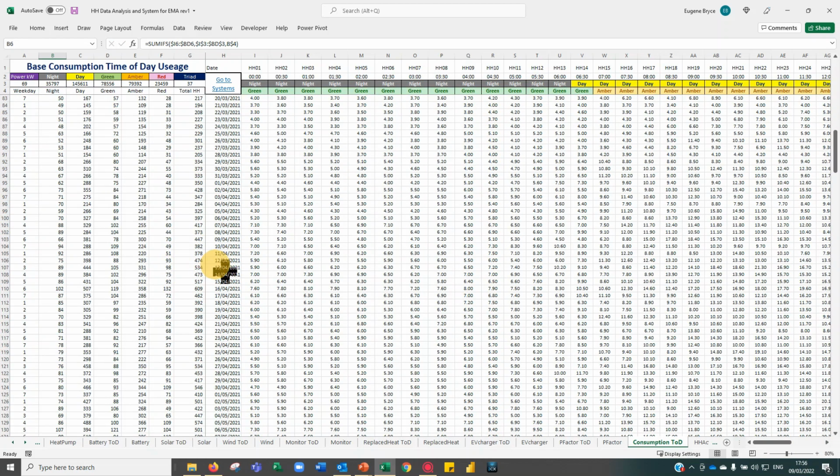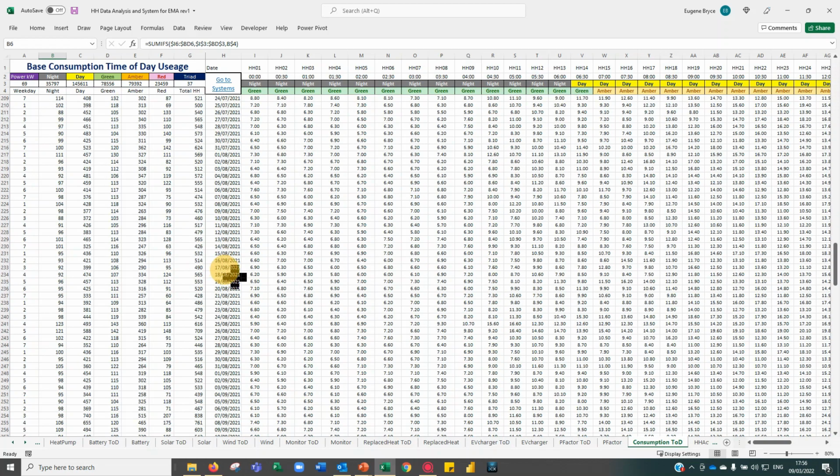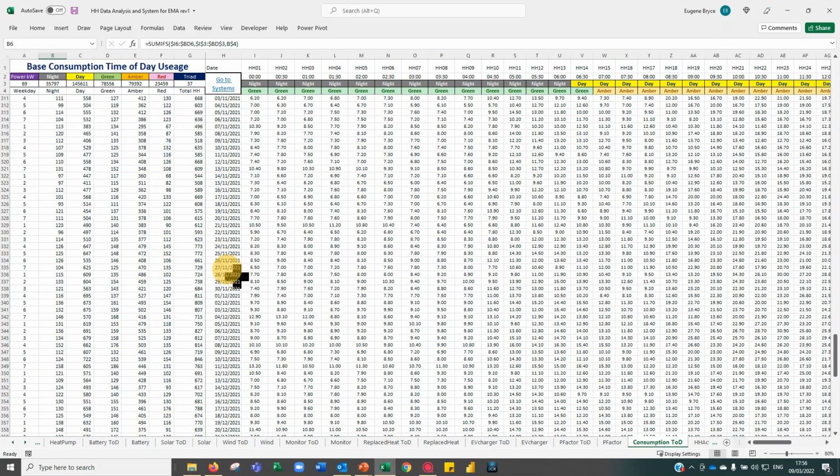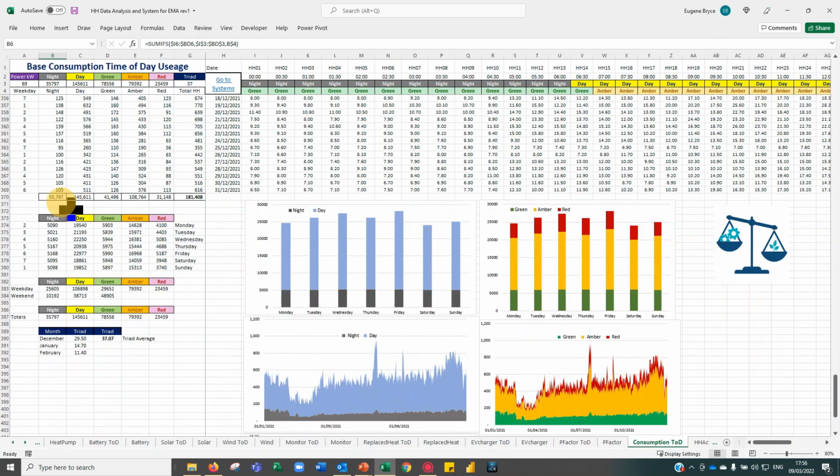And then I scroll down and this gives me my summary table for each day of the week, Monday through Sunday: the total night kilowatt hours, day kilowatt hours, and green, amber, red kilowatt hours for each day of the week. And then for weekdays, I sum 2, 3, 4, 5, 6.